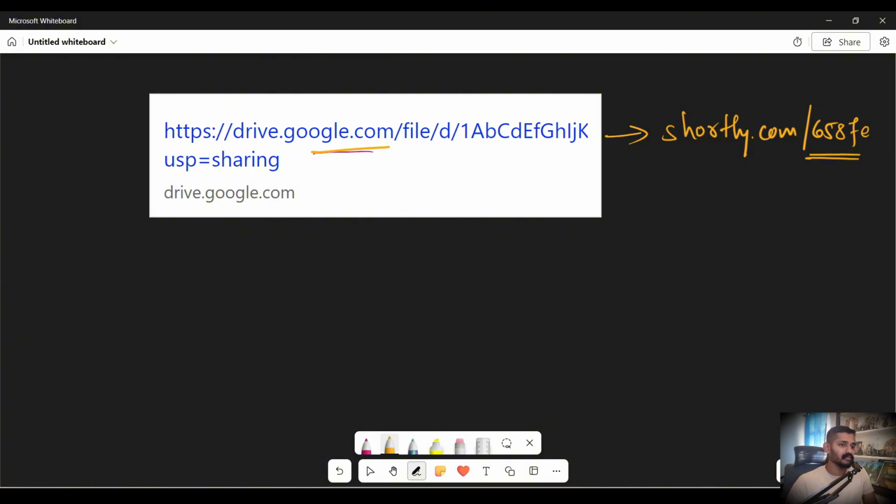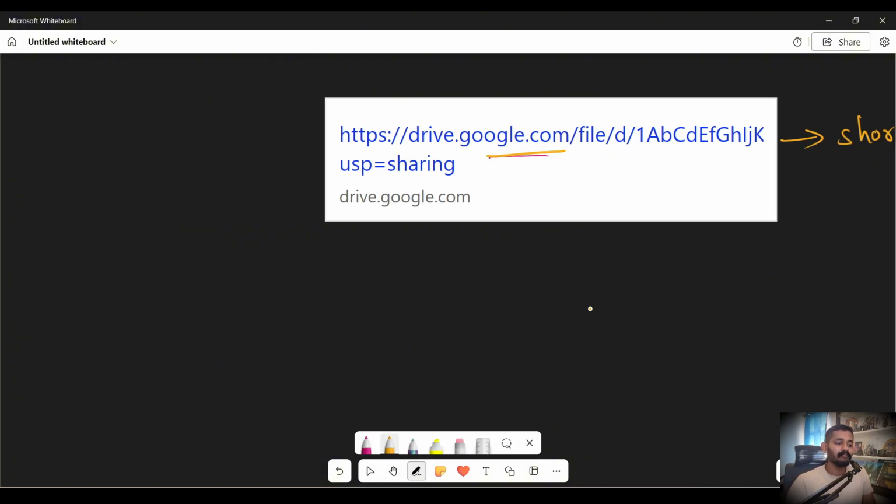Let's get this started. See here, mapping it into the database is not a big deal in this kind of situation. One important thing is shortly.com and then 65 something. Remember, this beginning part will not change, only the last six digits will change. Not only six digits, based on your logic you can keep anything. If 100 users are there, only the last six digits will change. Now only this part will be stored.